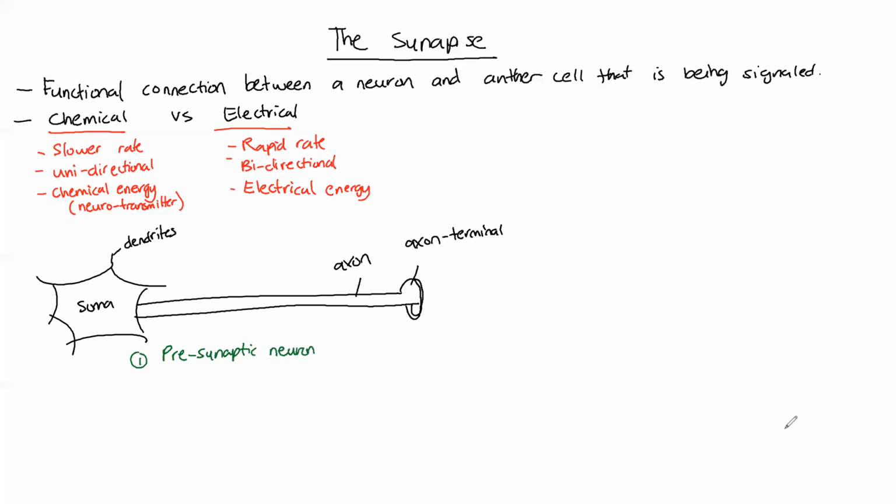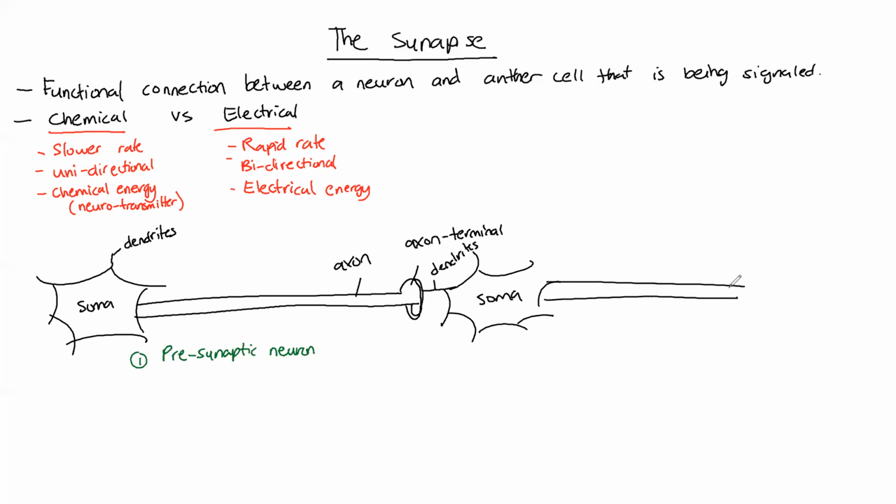Okay. And then our second neuron, or our postsynaptic neuron, the area that is being signaled for the most common type of synapse are the dendrites of the neighboring neuron. Okay. So here are our dendrites of our postsynaptic neuron. And then here's the axon and axon terminal of our adjacent neuron. Okay. So this is our postsynaptic neuron.